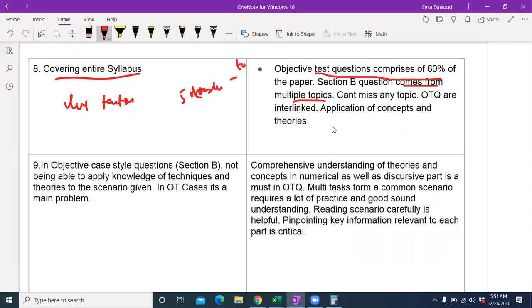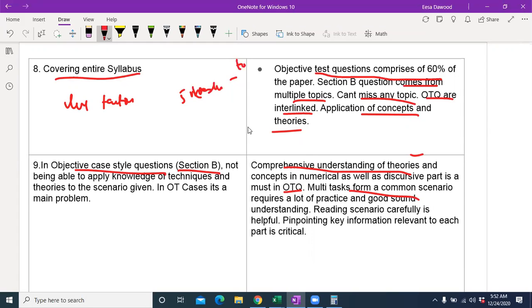For example, if any MCQ is coming, you can't miss any topic, any part. So OTQs are also interlinked, and application of concepts and theories is very important. Another tip for section B, which is objective case style questions: comprehensive understanding of theories and concepts in the numerical as well as discursive part is required in the OTQ. As I told you, multiple tasks are coming from the common scenario.